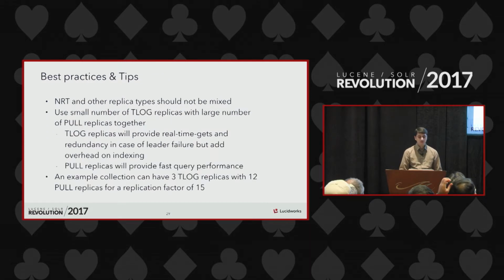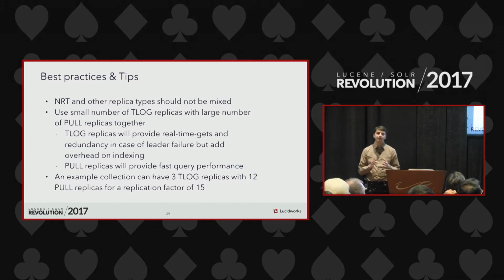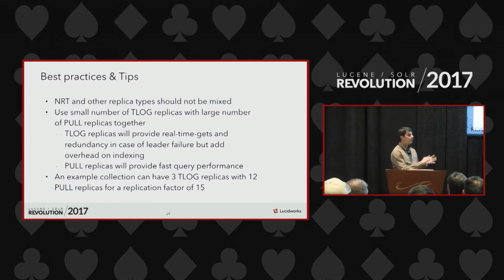So the best practice here is, well, first of all, you should not try to mix NRT replicas with these other types. And the reason is very simple. Because NRT replicas index on their own, they update their own index all the time. If the old leader goes down and another NRT replica becomes a leader, it suddenly has a completely new index with completely new segments, which do not match the segments on any other pull or T-log replicas. So every T-log or pull replica, or for that matter, any other NRT replica will have to download the whole index all over again. You don't want that, right? That's the reason why you went for a T-log or a pull replica. So don't mix them together.